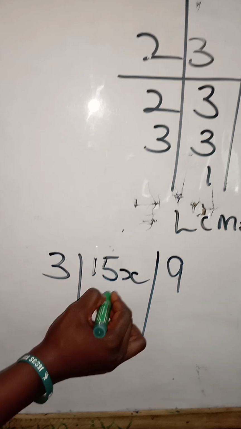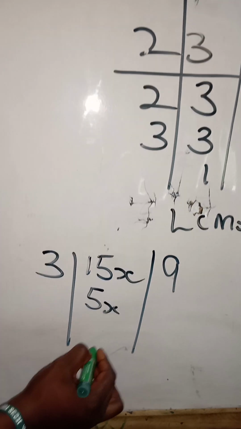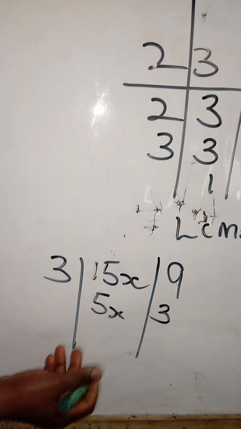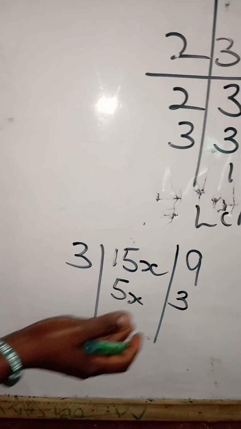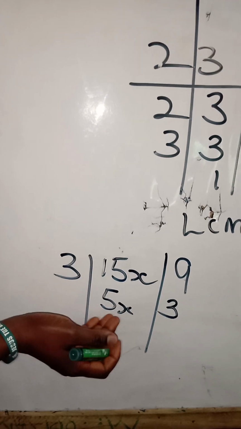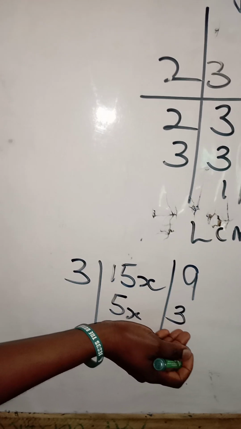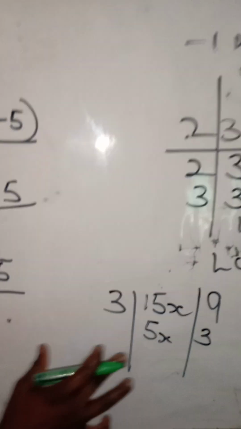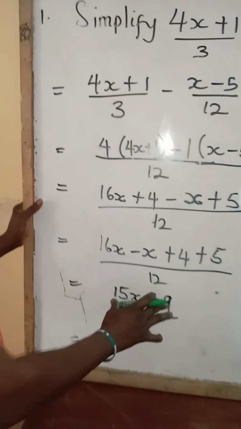3 in 15 will give you 5x, and in 9 it will give you 3. At the end of the day, there is no other factor that can divide both. We can't use 3 because this is 5x, and we can't use 5x because this is just 3. So the highest common factor there is 3, and that is what we use to factorize our numerator.